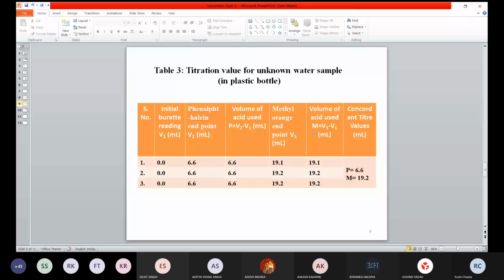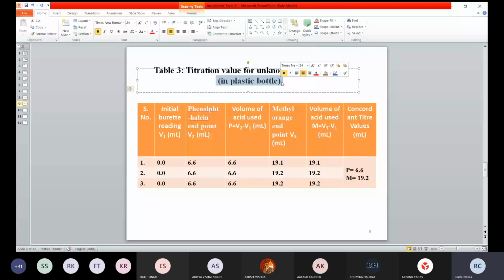And do not even mix up the results, because suppose you do it correctly and you don't report it correctly in the final results, then also you will lose marks. Be very particular about which bottle you are working with, and that you are reporting the correct result for that specific bottle.